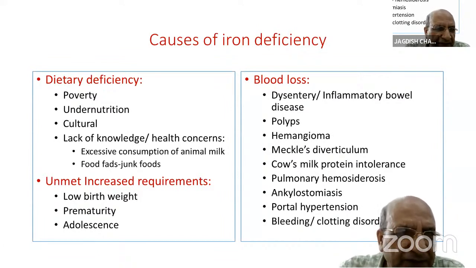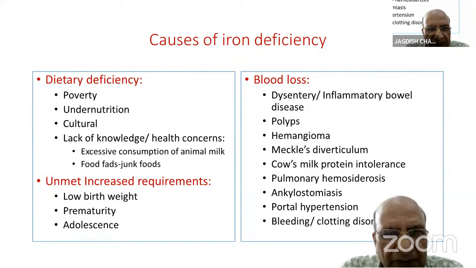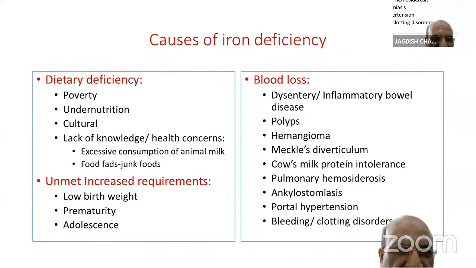Mostly it is the dietary deficiency, which is related to poverty and undernutrition, cultural practices, lack of knowledge and lack of health concerns, because of which there is excessive consumption of animal milk. Several of you might have noticed that children who are weighing normal for the age, say at 1 year of age, they weigh about 8.5 to 10 kgs, but they consume milk to the tune of maybe 1 liter or more, and because of that, they come with a hemoglobin of 5 to 6 grams.